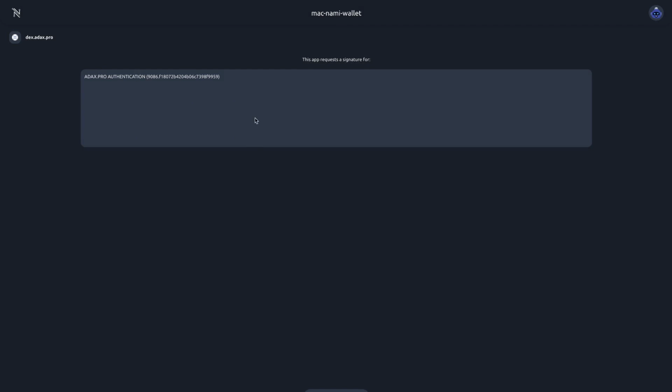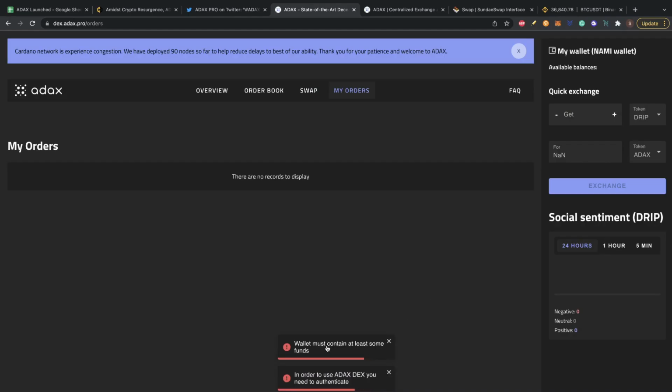Also, you need to sign up. This is not a scam thing. This is also needed when you connect with MetaMask, for example. You need to sign that. But you can see here how I need to add collateral in order to make it work.